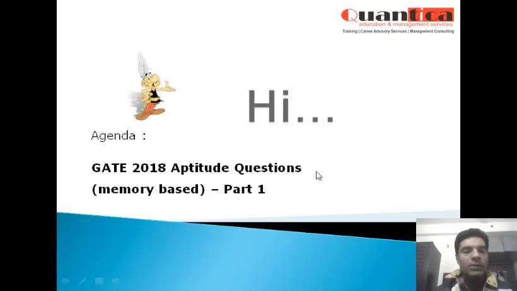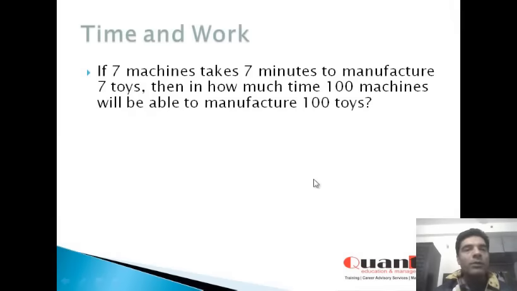Now, the first question in this quant was from time and work. This question was very simple, and anyone who is familiar with the concepts of time and work can very easily do it within 10 to 15 seconds. The question goes like this, which is there in front of you on the screen. If 7 machines can take 7 minutes to manufacture 7 toys, then in how much time will 10 machines be able to manufacture 10 toys?